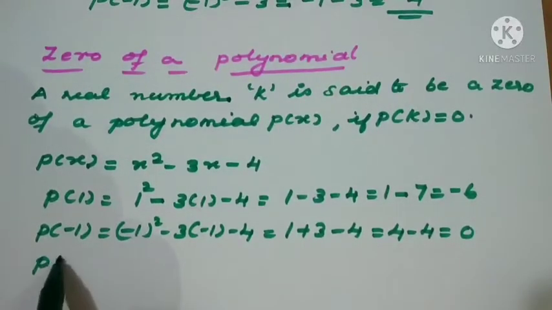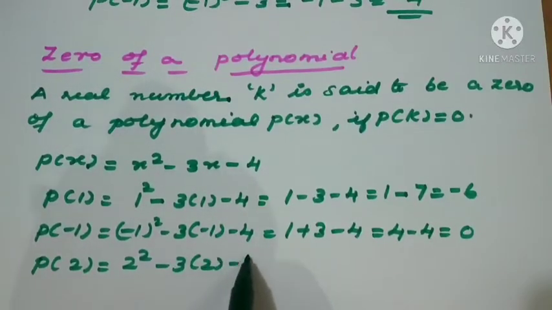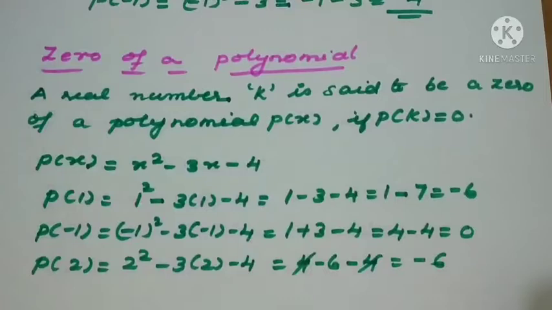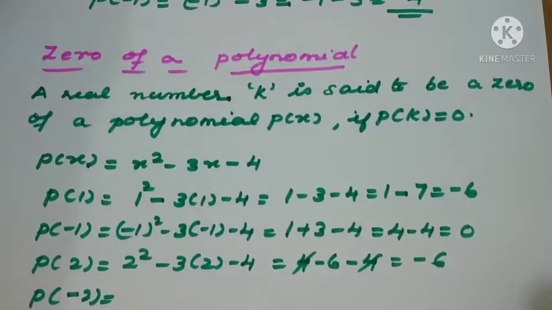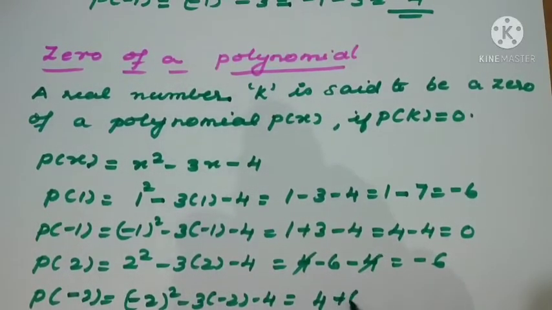Again let me calculate p(2): 2 square minus 3 into 2 minus 4, that is 2 square is 4 minus 6 minus 4. So 4 and 4 get cancelled, again -6 only. Now p(-2) we can calculate. (-2) square minus 3 into (-2) minus 4. (-2) square is plus 4. Minus 3 into minus 2 is plus 6, minus 4. So the answer is plus 6.